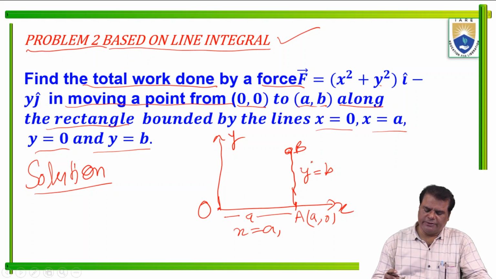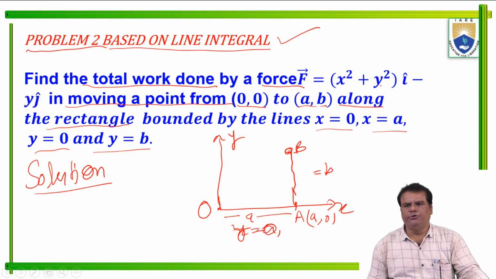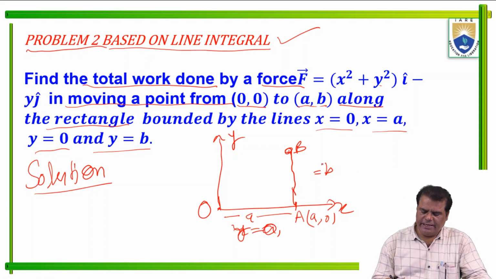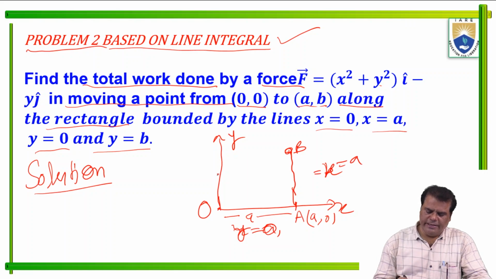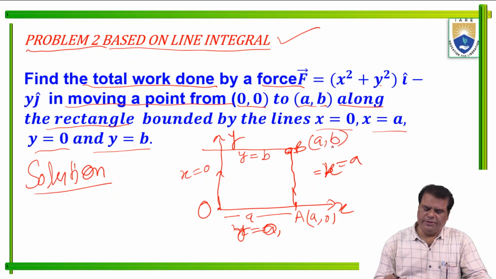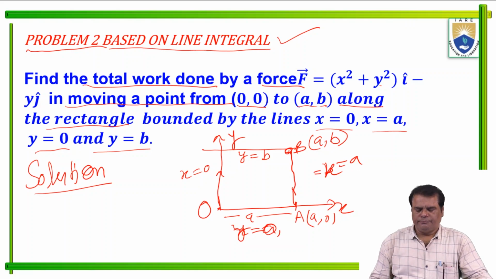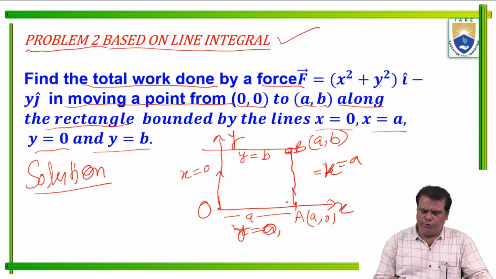This is x equal to a, not y equal to b. Here y equal to 0 on the x-axis. Here is x equal to a, and here is x equal to 0. Now this is y equal to b, so the coordinate of this is (a, b). The particle moves from O to A, this is vector OA, and then A to B.